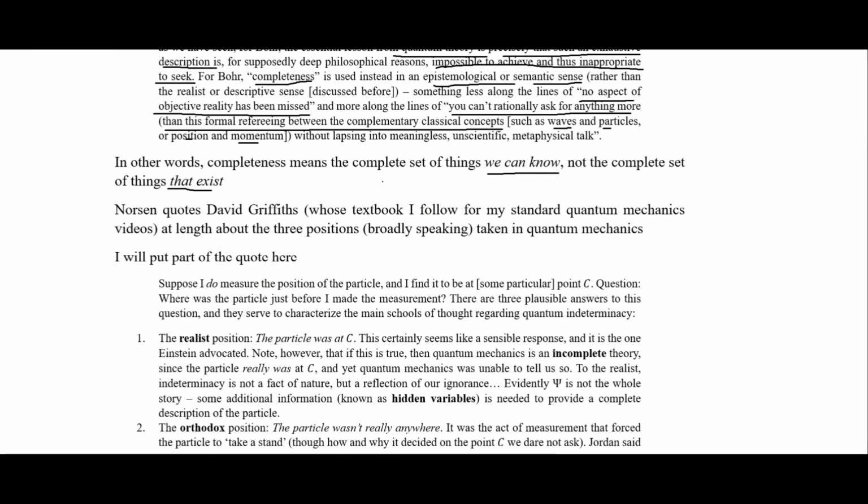So, in other words, completeness means the complete set of things we can know, not the complete set of things that exist. And so, in a way, Bohr is almost agreeing with Einstein and Schrödinger here in saying that the wave function is just telling us something epistemological rather than ontological.